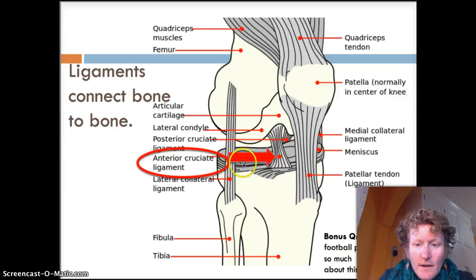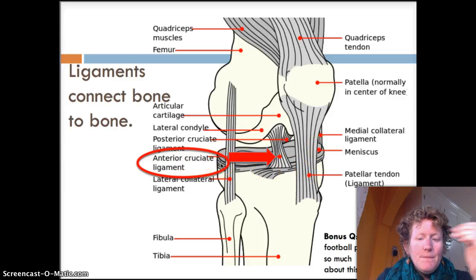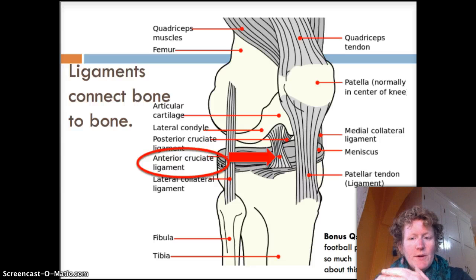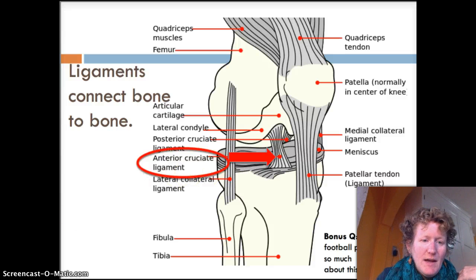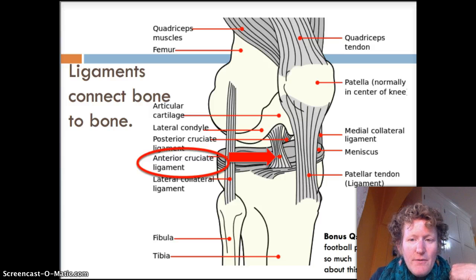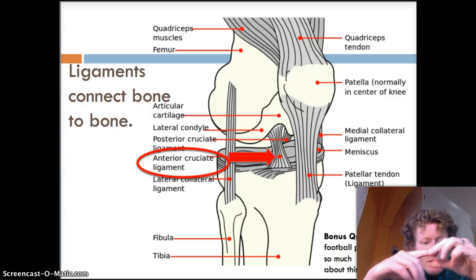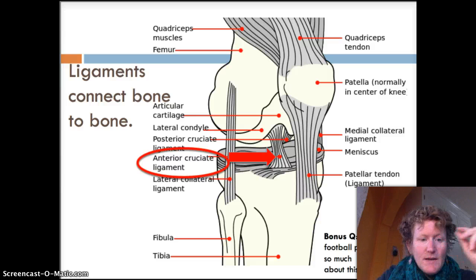Cartilage right here, this gray stuff, lubricates the joint. It keeps bone from grinding on bone. If you lose this cartilage here, this padding and lubricant, your knee is going to sound like it's grinding, and that would be bad. That's what happens as people get old and they get osteoarthritis. The cartilage between your joints gets kind of worn out.